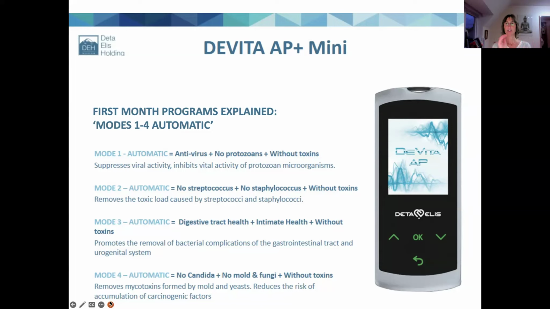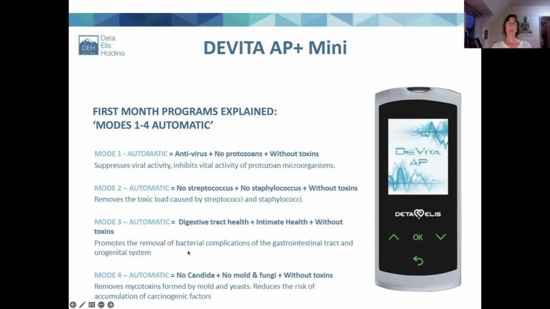Its frequencies are delivered more aggressively than the RITM device that we've just been looking at, which is more gentle. Now, when I say aggressive, I don't mean that we're going to be harmed by it. It's just that it delivers the frequencies quite consistently and persistently, whereas the other device just delivers them in a slightly more laid-back, slightly more gentle manner.